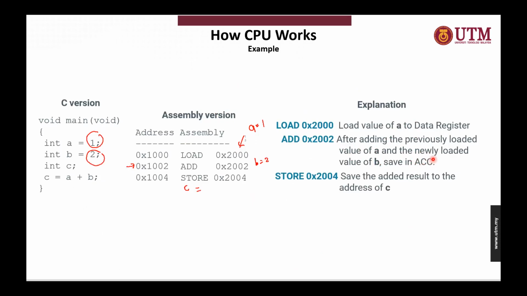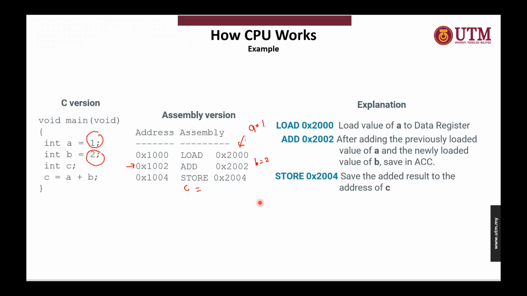Okay, recall back in the CPU, we have an accumulator. What does this accumulator do? It stores the result from the ALU process. Every time you do the ALU, that result will be stored inside of the accumulator. And last but not least is store 0X2004. Okay, this is where you're going to save the added result to the address of C.